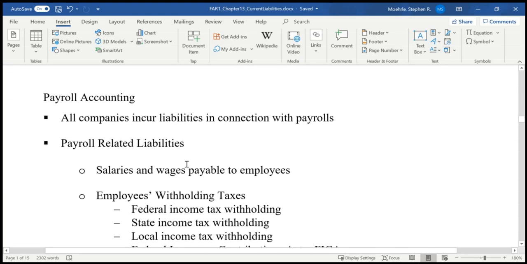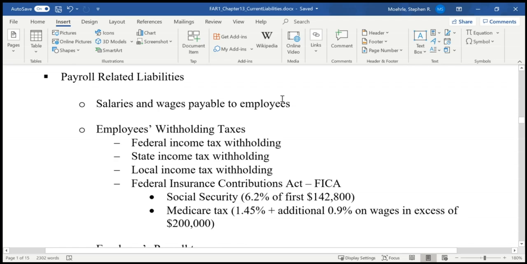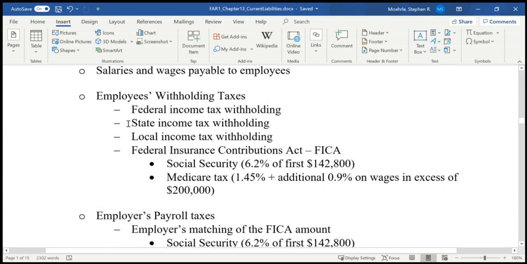Payroll accounting. All companies incur liabilities in connection with payrolls. Here are the payroll-related liabilities, the very, very common ones. Salary and wages payable to employees. Those are salaries and wages earned but not yet paid at year end. Employee withholding taxes. Oh, don't we love these? This is when we withhold federal income tax and state income tax and any local income tax and the FICA, Federal Insurance Contributions Act. That's your Social Security and your Medicare.